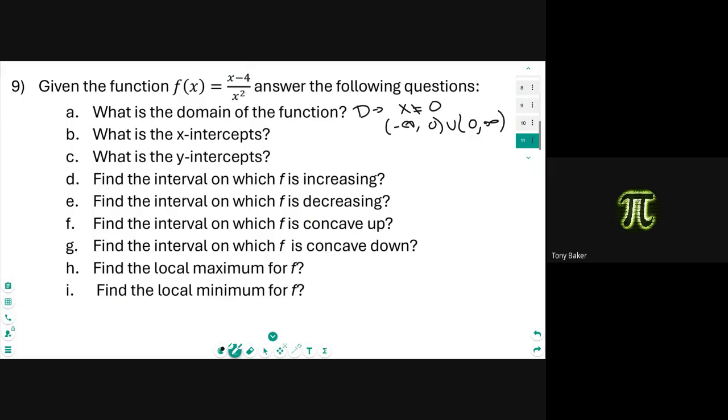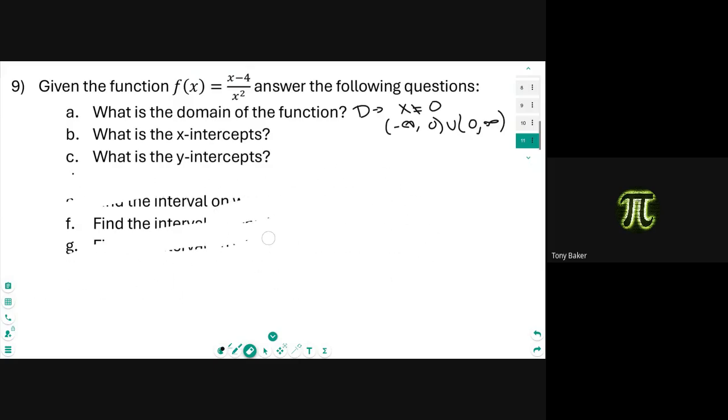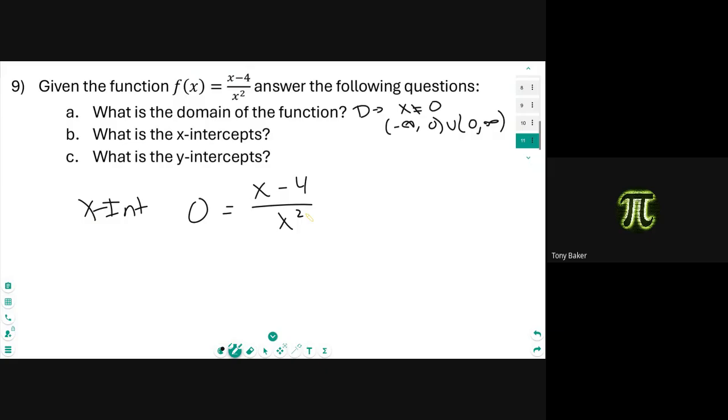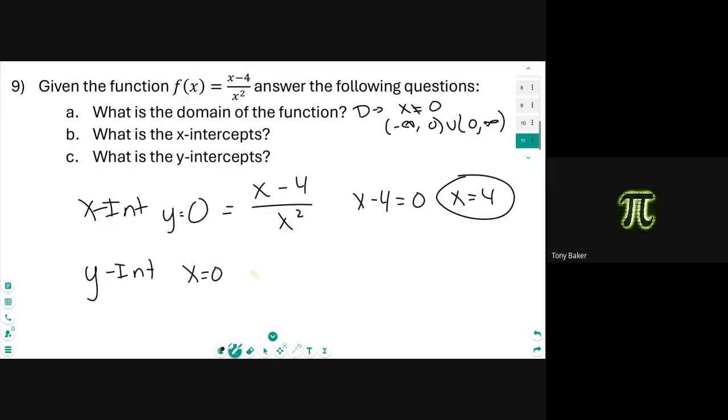What are the x-intercepts? The x-intercept is where 0 equals that. So it's where basically the numerator equals 0. So x minus 4 equals 0, where x equals 4. So that's my x-intercept. Your y-intercept is where x equals 0, which in this case does not exist. If it did, you just plug in 0 to the problem.